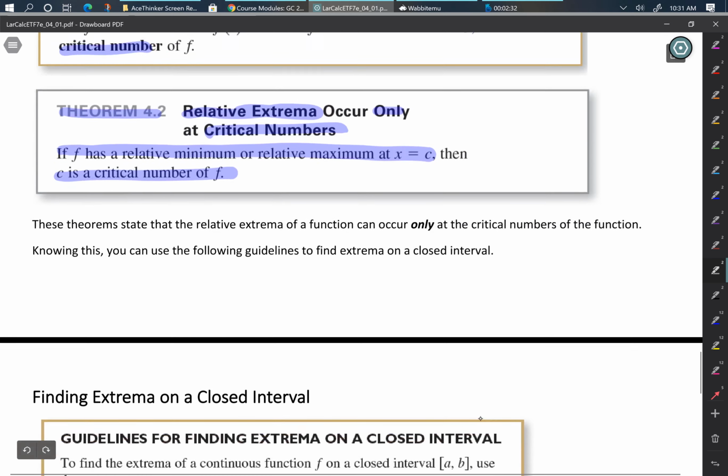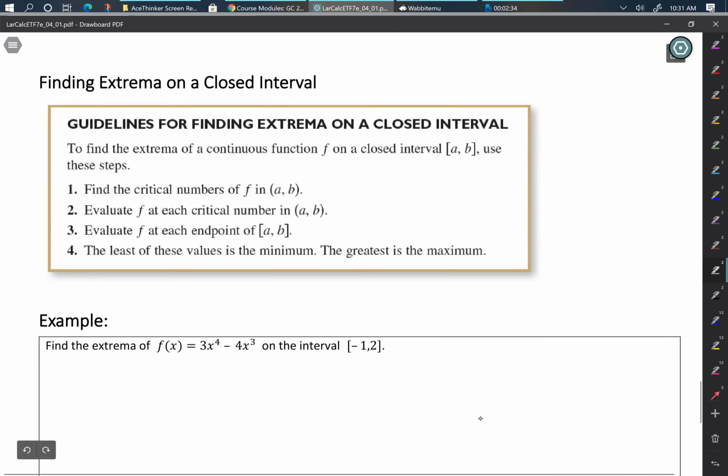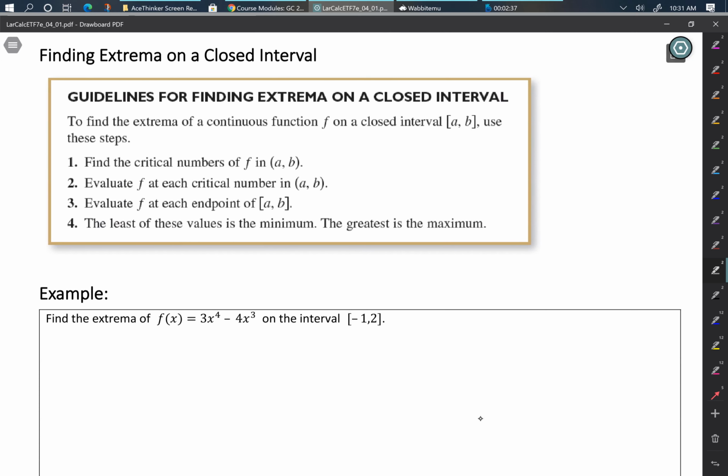Okay, so here's what we're going to do. These are our guidelines for finding extrema on a closed interval, to find the extrema of a continuous function. I'm going to stop right there and remind us that we have to be looking at a continuous function. If you have a function that has breaks in it, jumps or gaps or holes, if it's not continuous, then these steps don't work because your function is messed up in some way. You have to use a different approach to find those maxes and mins.